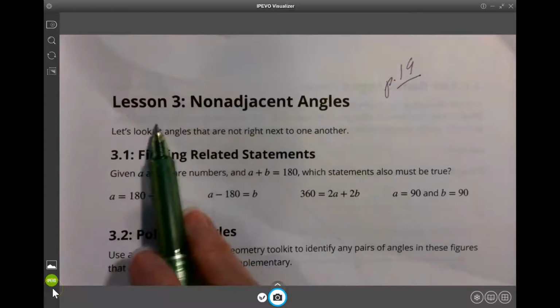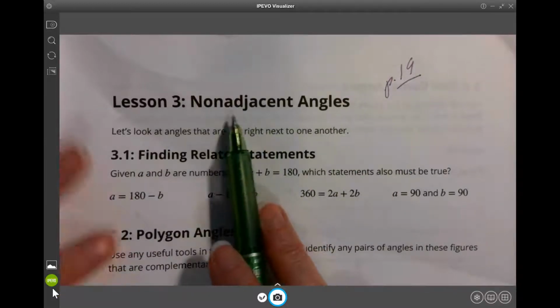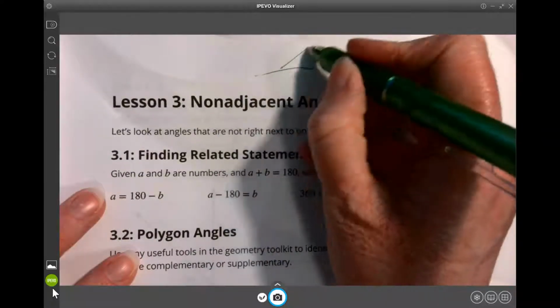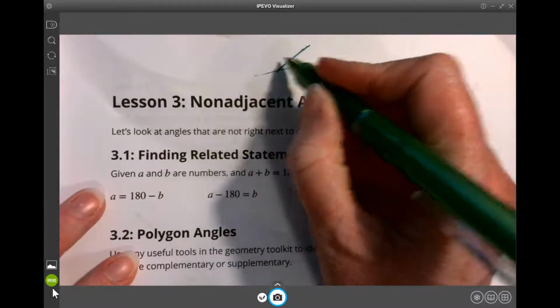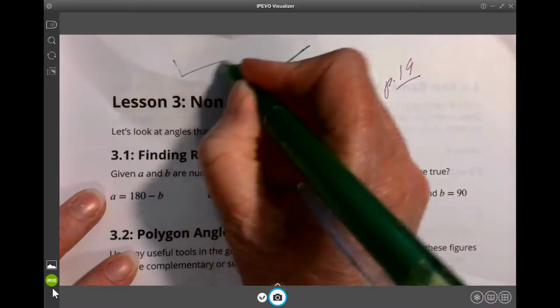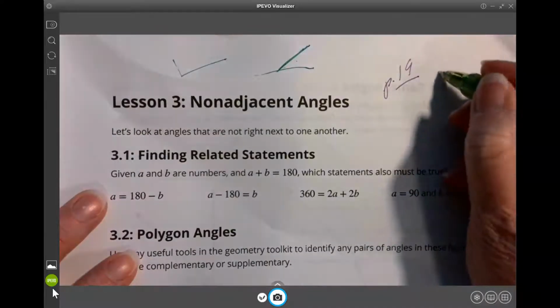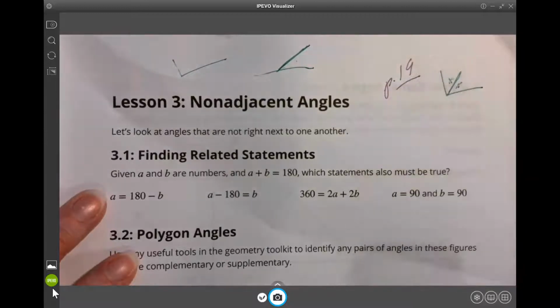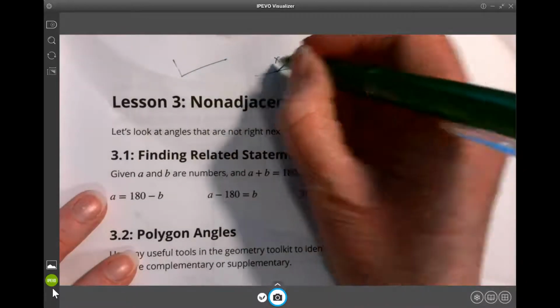So now we're in lesson 3 on page 19, and we're going to talk about non-adjacent angles. So remember, if they're adjacent, they share a side. Okay, so they share a side. I can even have angles like this. Angles like this. These two angles would be adjacent. These two angles are adjacent.